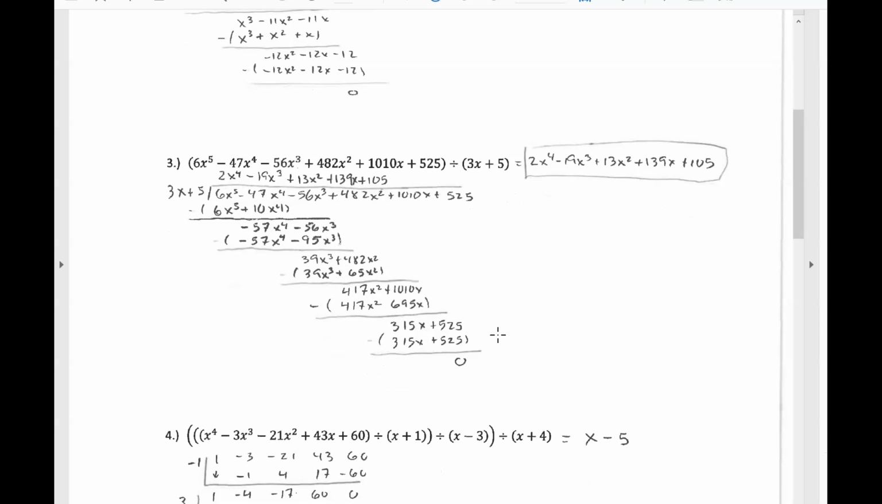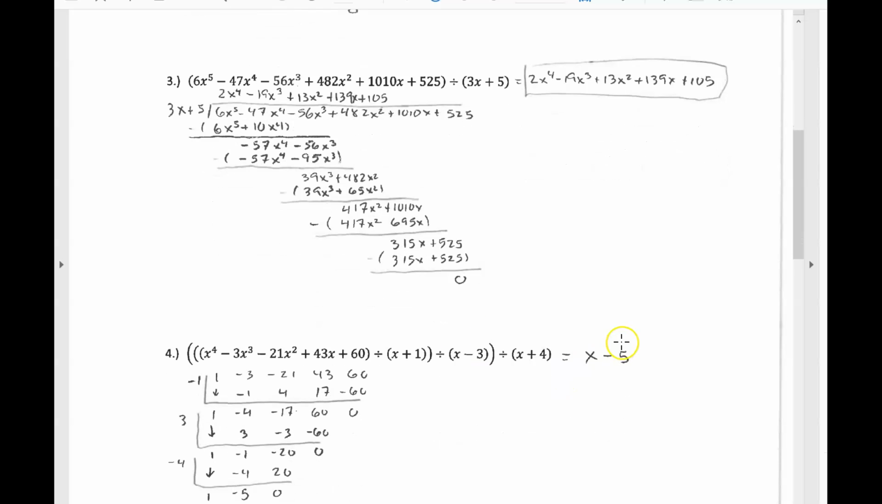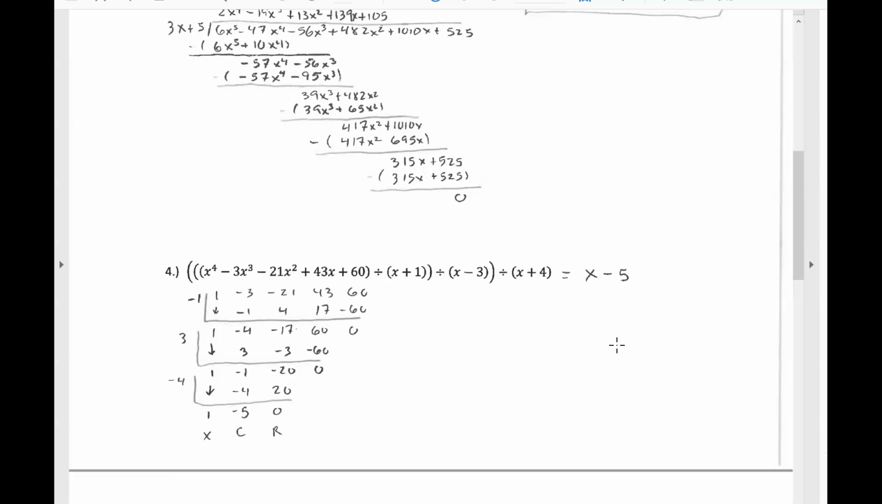For 4, I got just x minus 5. So notice this problem wouldn't work real well if we had a remainder here, but on each step of this division, I'm getting remainder 0 the whole way through. And you can see the slick little setup I did with my synthetic divisions where I just used the result of the previous synthetic division as the inputs for the next step. Kind of a sneaky way of setting that up.